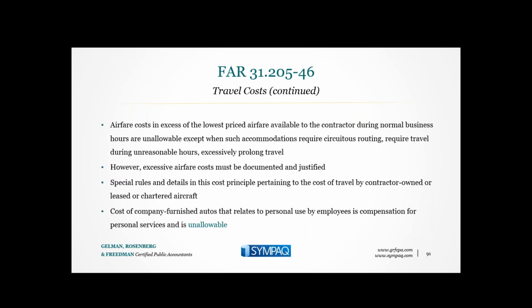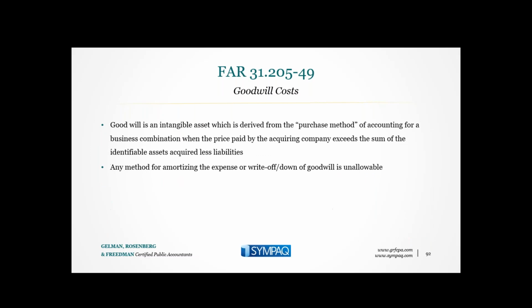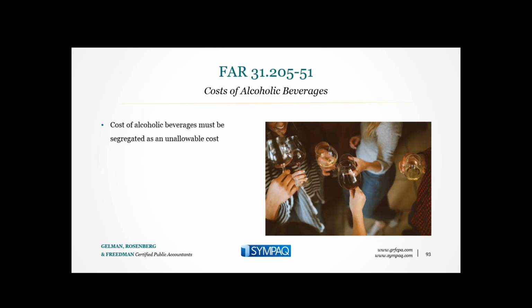We're going to move along here to make sure we stay within our time limits. Goodwill is under the purchase method, where after you bought everything, you're paying a markup on the assets, and the government's not going to allow you to pay it, no matter how you amortize it for GAAP. It's unallowable. And alcoholic beverages are unallowable. Let Chris speak first, and then you can speak.